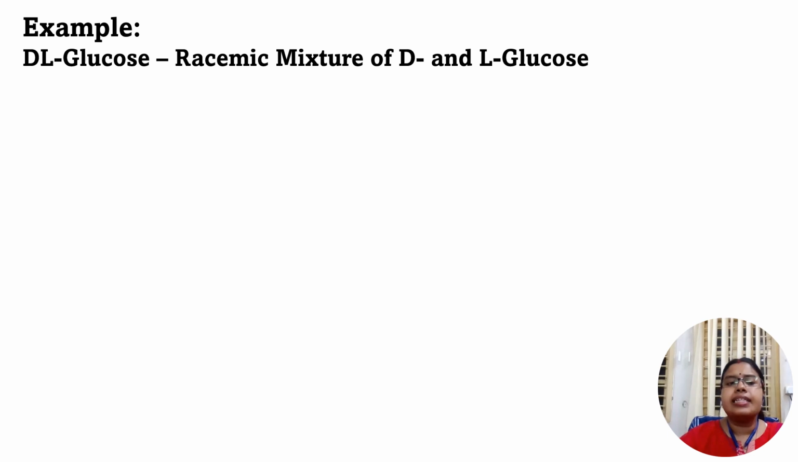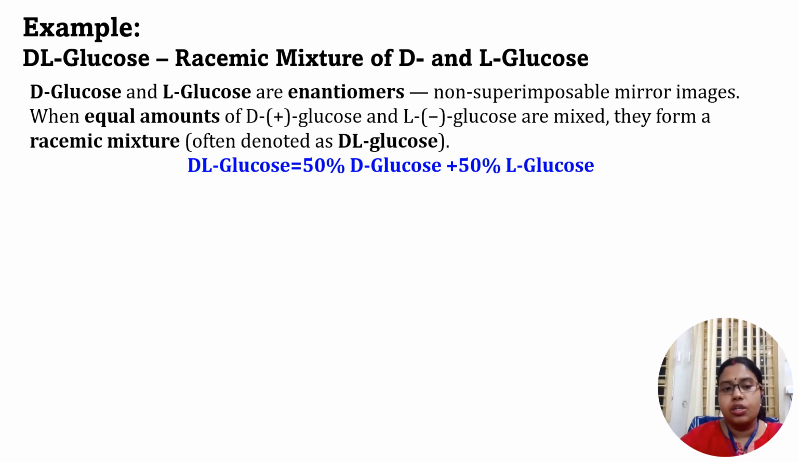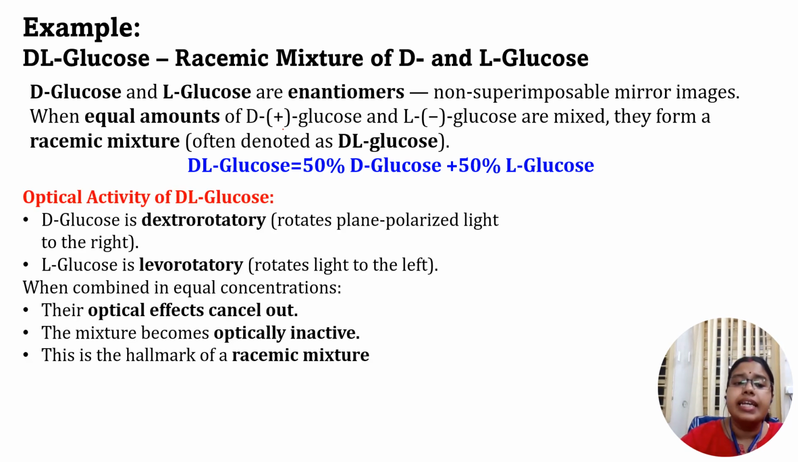Next, take the example of DL-glucose, which means the racemic mixture of D-glucose and L-glucose. If it contains equal amounts of D, the plus glucose, and L, the minus glucose, 50-50%, then it makes DL-glucose, the racemic mixture, and this racemic mixture is optically inactive. D-glucose is dextrorotatory, rotating plane polarized light to the right. L-glucose is levorotatory, rotating it to the left, that means counterclockwise.